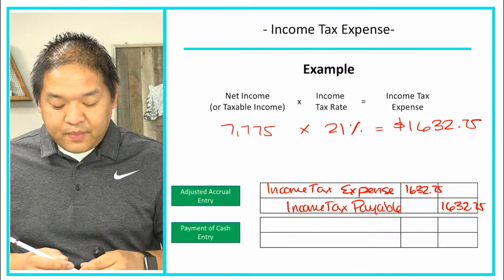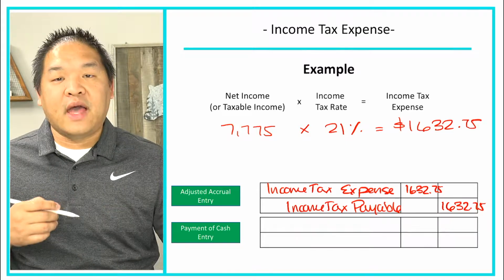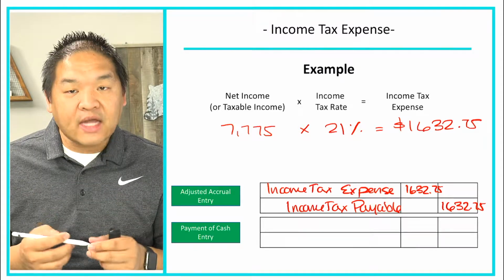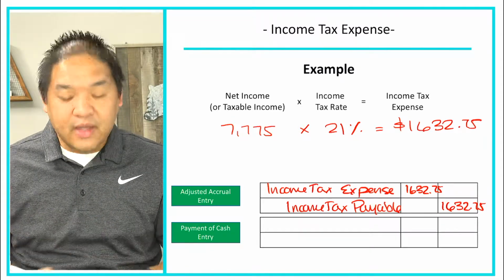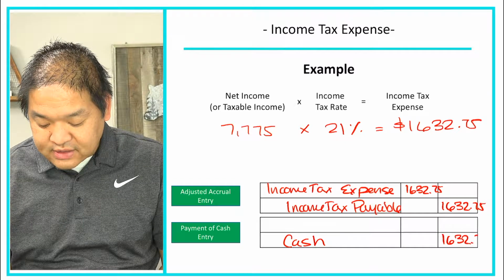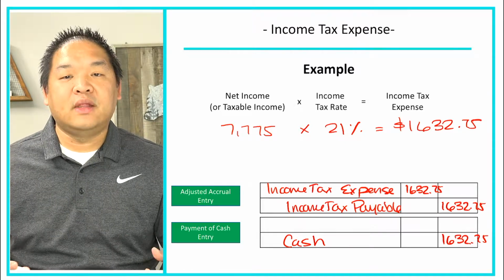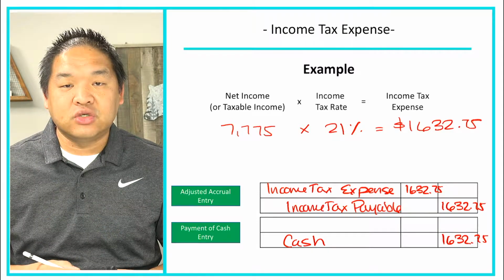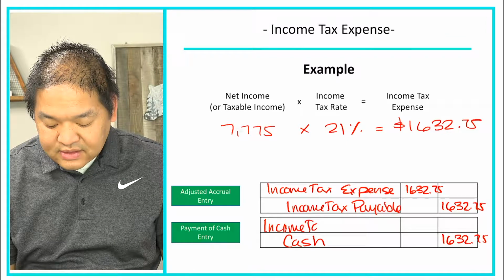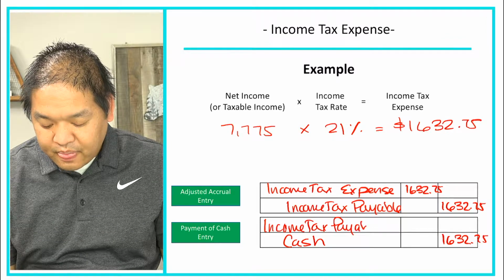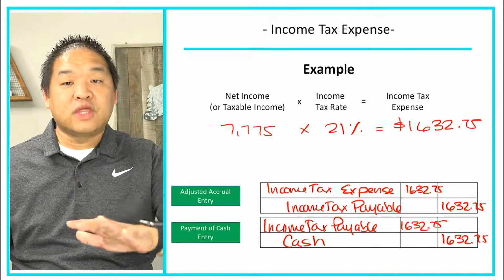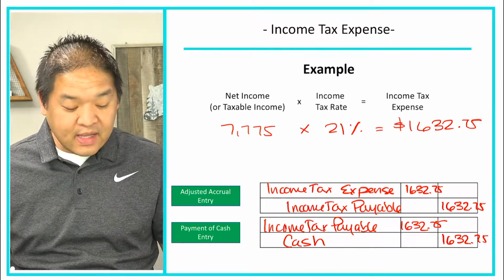So what would the payment of the cash look like? We're going to reverse the liability and actually pay the cash. Let's use the easiest one first, which is cash. Cash goes out the door, so that would be a credit. We're going to credit cash for $1,632.75, and we're going to debit the release of the obligation to the federal government, in this case, income tax payable for $1,632.75. So that would be our entry for income taxes.